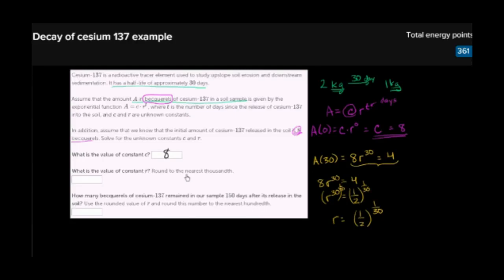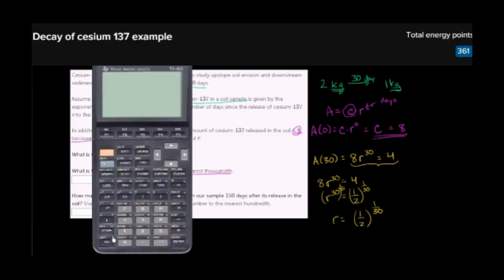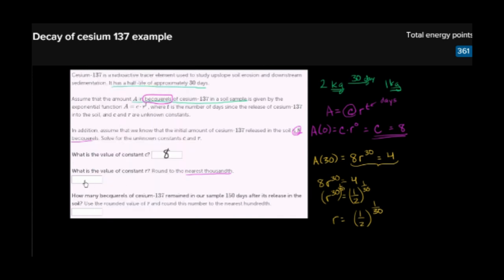They hint that we're going to round to the nearest thousandth, so let's get the calculator right out. And so we're talking about 1/2 to the 1/30 power. So we get 0.9771599, keep going. But they tell us to round to the nearest thousandth, so it's 0.977. 0.977, rounded to the nearest thousandth.